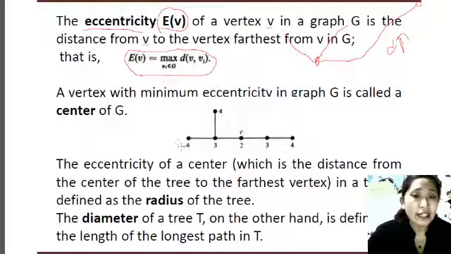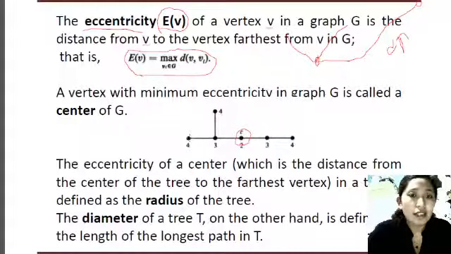Now, in any graph, calculate the eccentricity of all the vertices and find the vertex whose eccentricity is minimum or lowest. That vertex with minimum eccentricity is called the center of the graph. So in this graph, we calculate the eccentricity of all the vertices, and the vertex from which the farthest vertex gives the minimum value will be called the center of the graph.